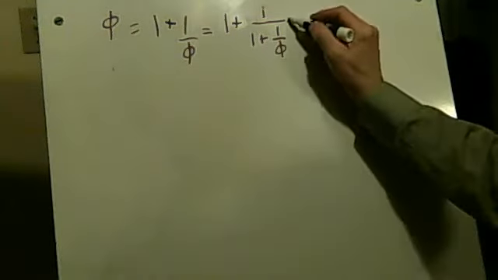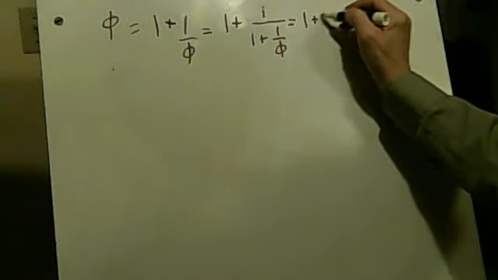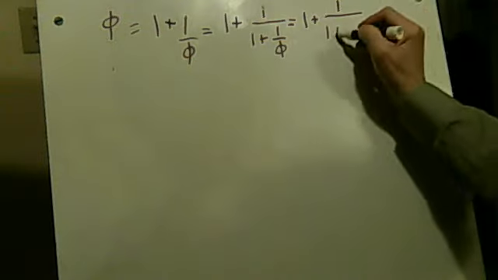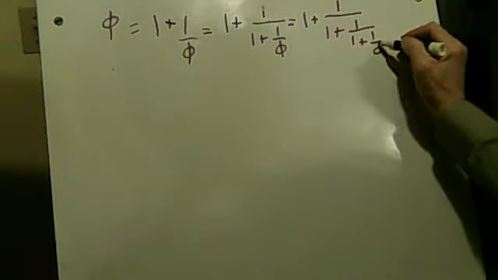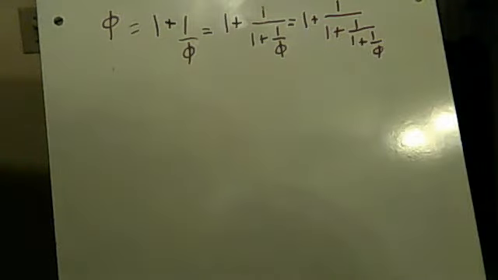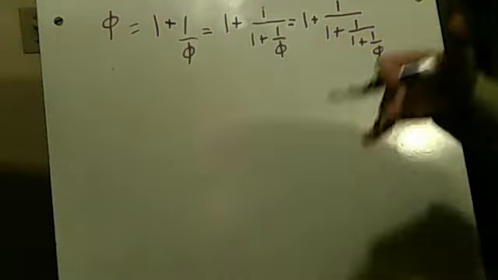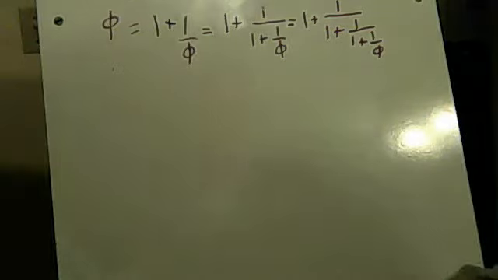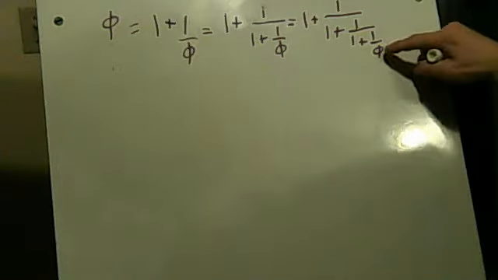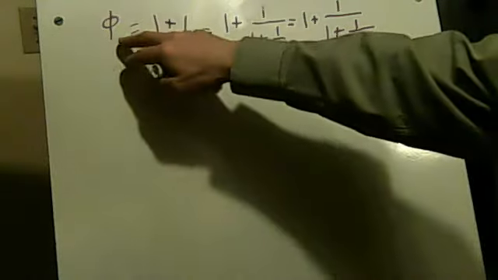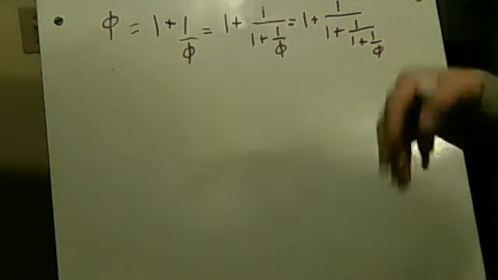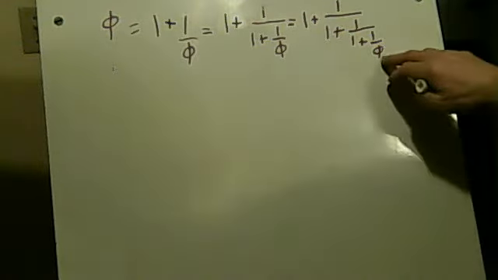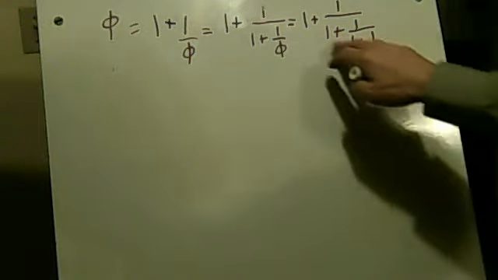And you can even do it again. 1 plus 1 over 1 plus 1 over 1 plus 1 over phi. After a while, it gets a little bit outrageous. You actually can do an infinite series like this. And when you plug in 1.6, or the number that is 1 plus square root of 5 divided by 2, that's approximately 1.6, into this, and then you calculate backwards this whole thing, you'll get 1.6 again.